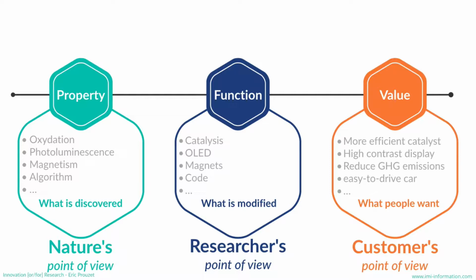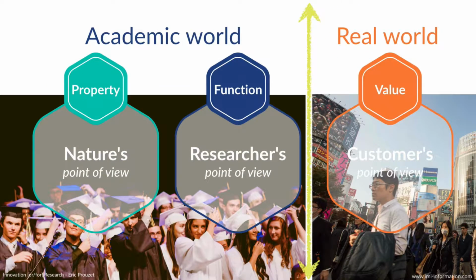For example, they don't want a catalyst, they want a more efficient catalyst. They don't want a photoluminescent molecule, or they don't even want organic LEDs. They want a better high-contrast display on their cell phone. As researchers, our work is actually focused on the first two items, properties and function. And this is what we do.